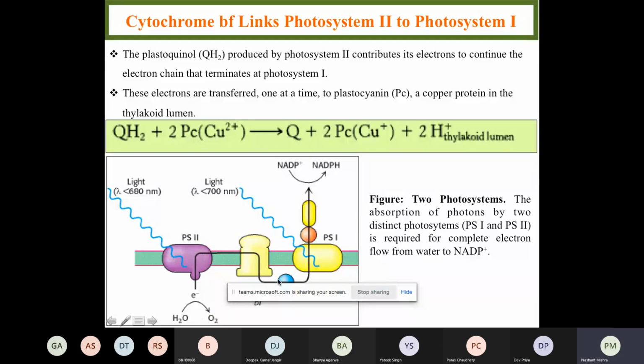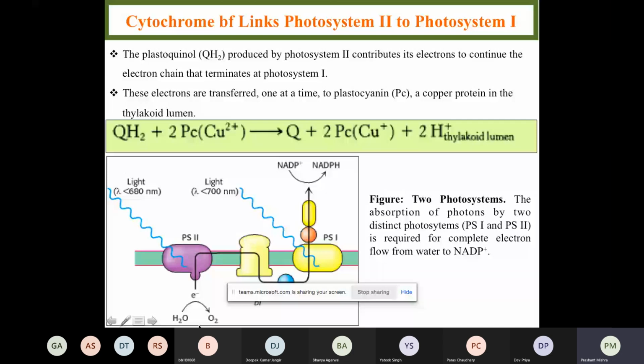And then what will happen? The electron will move and go to photosystem 1. In photosystem 1, the main process is that NADP plus is converted into NADPH. So here you get the potential in the form of NADPH. And in the intermediate steps, quinol is converted into quinone, and this process occurs by plastocyanin. This is a copper protein which is present in the thylakoid lumen.